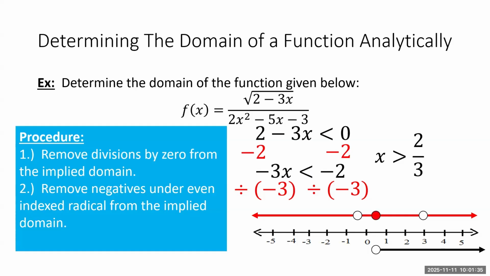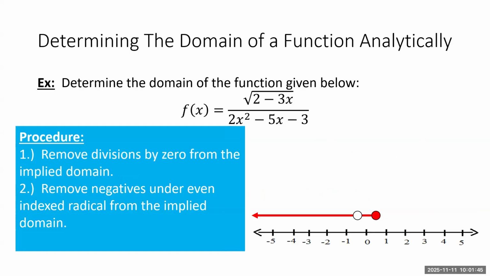So that's going to leave me in the domain with a closed circle at 2/3, and everything to the right of that is going to be erased, including the open circle we have at 3. And so now we have this space going from negative infinity, stopping at an open circle at -1/2, and then going from -1/2 up to 2/3.